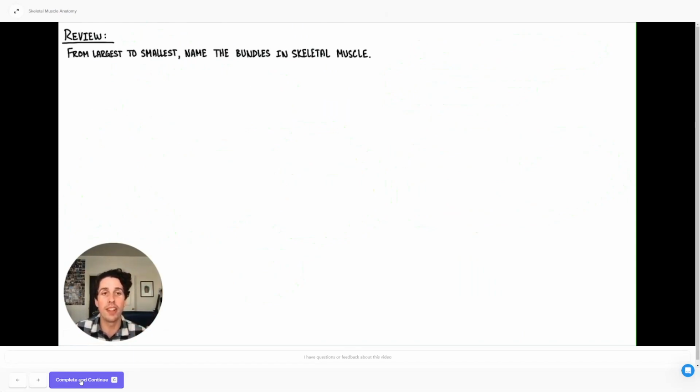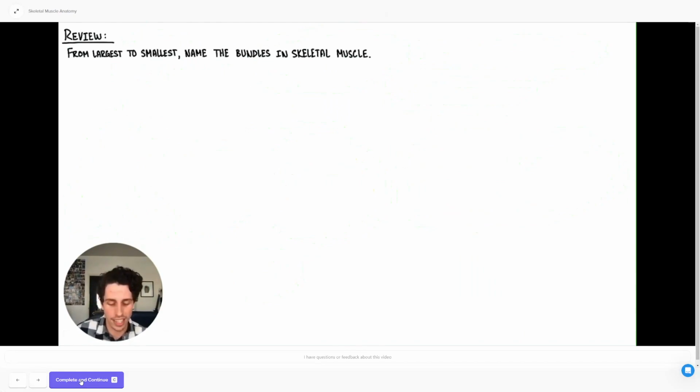So from largest to smallest, name the bundles in skeletal muscle. There are 4 different bundles that I want you to think of. The first one is skeletal muscle, which might be kind of tricky because it is the biggest one and it's right here in the sentence. So don't let that trick you up. I'm giving you that little hint. Skeletal muscle is the first one. Go ahead and pause this video and see if you can write in all the different types, and then we're going to go on and write about those.